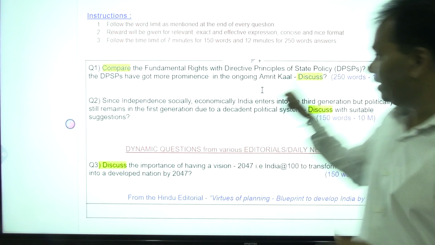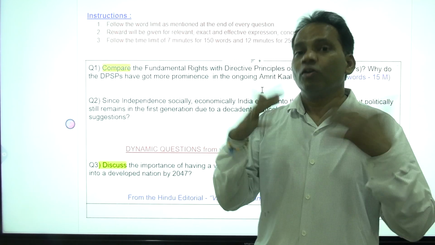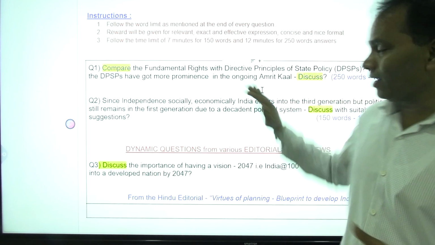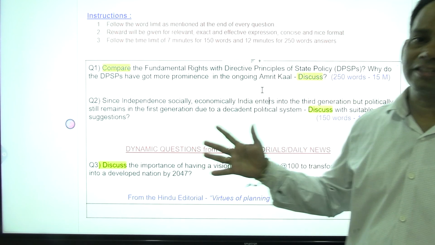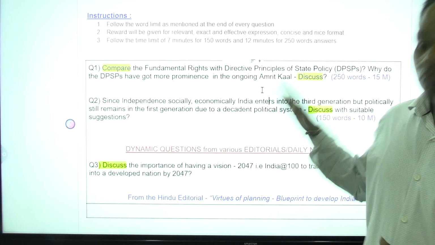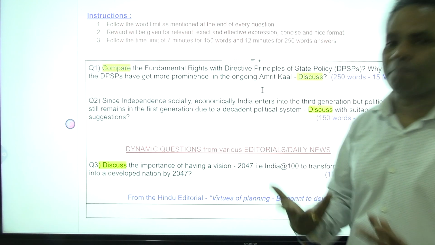Otherwise, no use. That's why the directive principles of state policy are the means to reduce those gaps, or else to provide socio-economic justice to all sections and all regions of the people. So that is why the target during Amrit Kal is to make our country a developed nation.